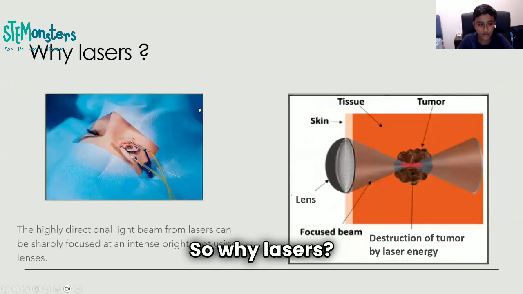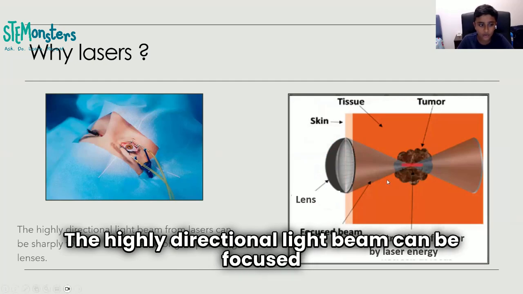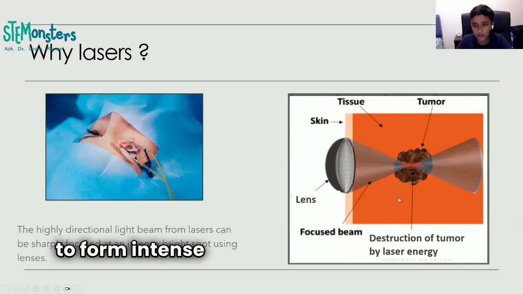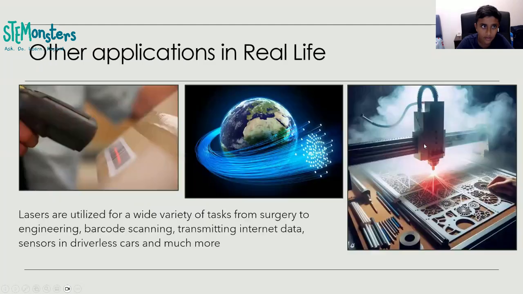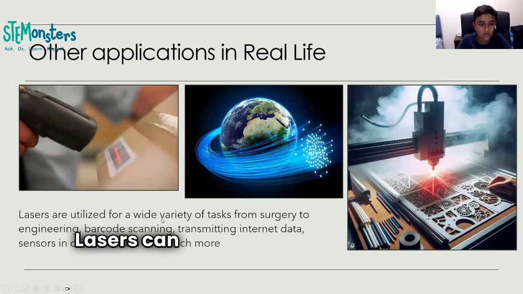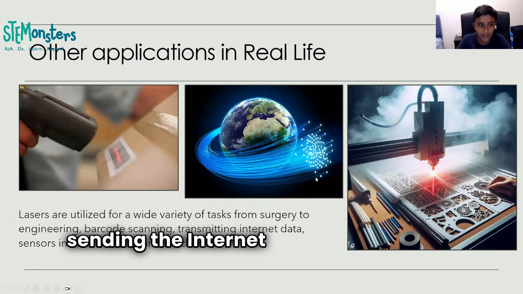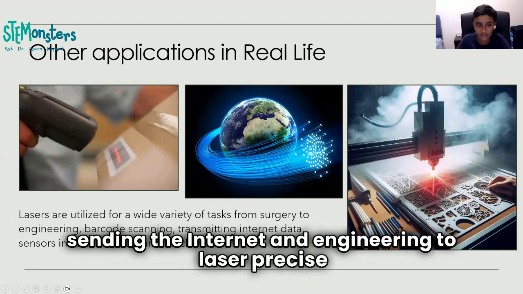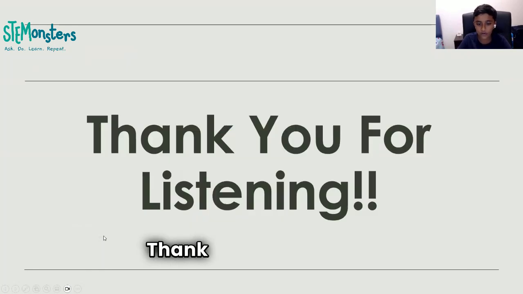So, why lasers? The highly directional light beam can be focused to form intense bright spots, such as here where it destroys a tumor in one's eye. So, what are some other applications of lasers? Lasers can also be utilized for barcode scanning, sending the internet, and engineering through laser precise cutting, and sensors in driverless cars. Thank you for listening.